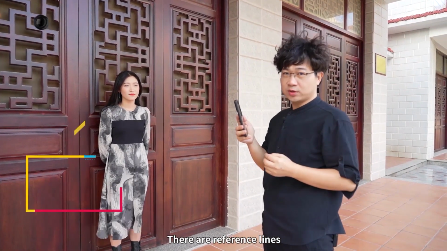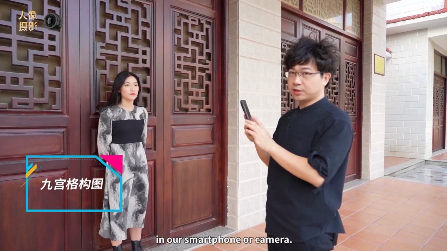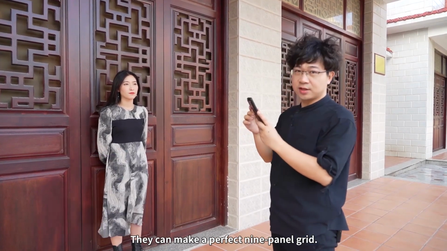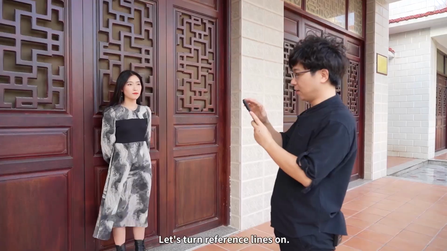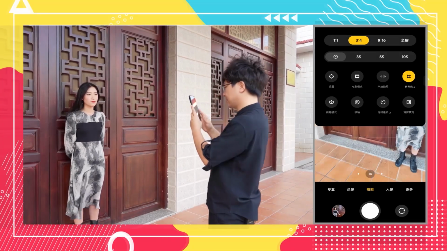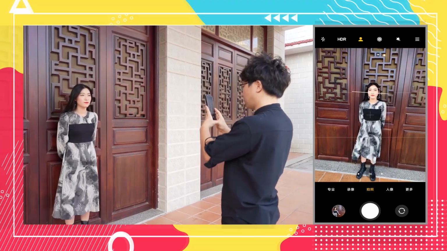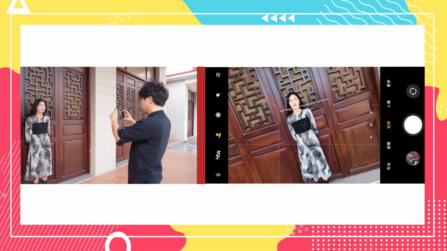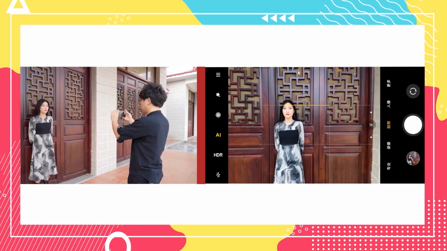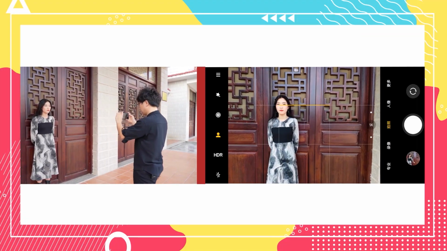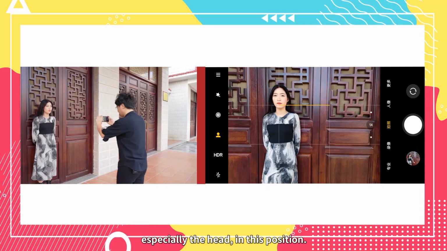There are reference lines in our smartphone or camera. They can make a perfect 9-panel grid. Let's turn reference lines on. Now we can see a 9-panel grid. On the screen, we can put the person, especially the head, in this position.